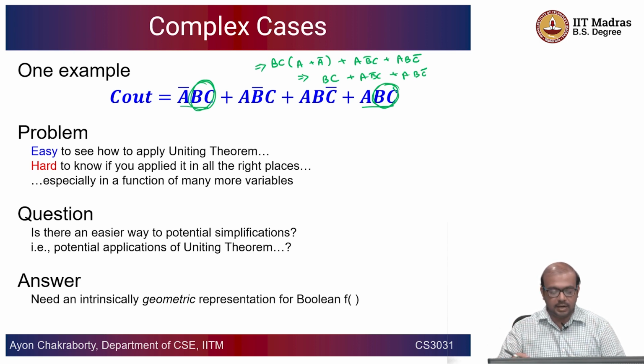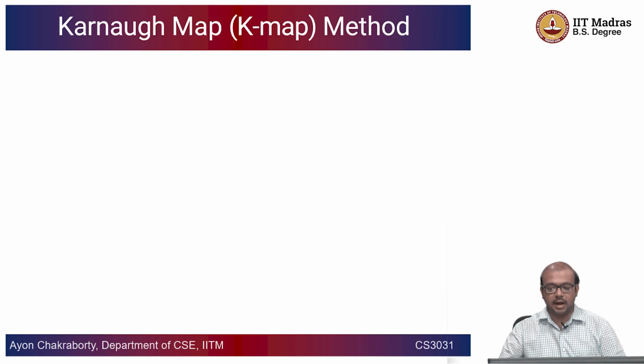We need a better technique, and the answer is that we need an intrinsically geometric representation of the Boolean function. Okay. And we can draw and see who are really neighbors, right, or for an onset whether it goes from 0 to 1, that we can visualize. Okay. So, that is done by using this map technique called the Karnaugh map, which is named after its founder, Karnaugh map or K-map method.